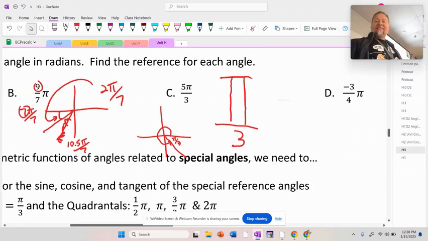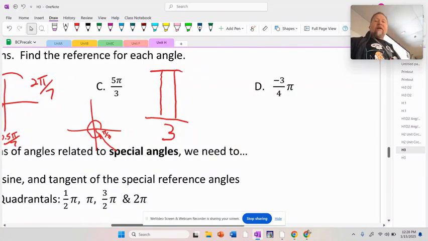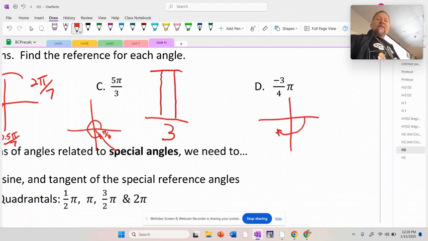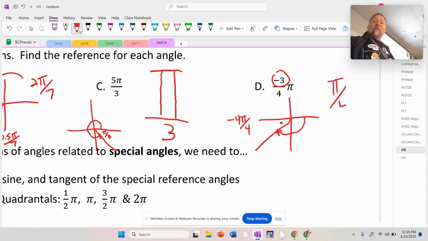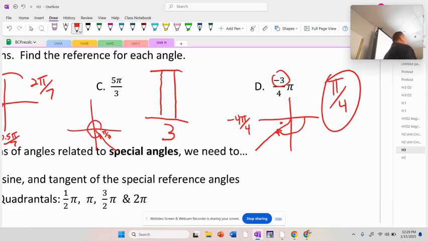Okay, rejected. Then where's negative 3 pi over 4 land, first of all? Where does that land? What quadrant? 3, 2, 1, go. Why 3? Because this is negative 4 pi over 4. So everyone should know what the reference angle is. By the way, reference angles are always positive. So what's this leftover angle if you're short? What are you short by? Pi over 4. Pi over 4 is the reference angle. You always state the reference angle as a positive. Everyone okay?